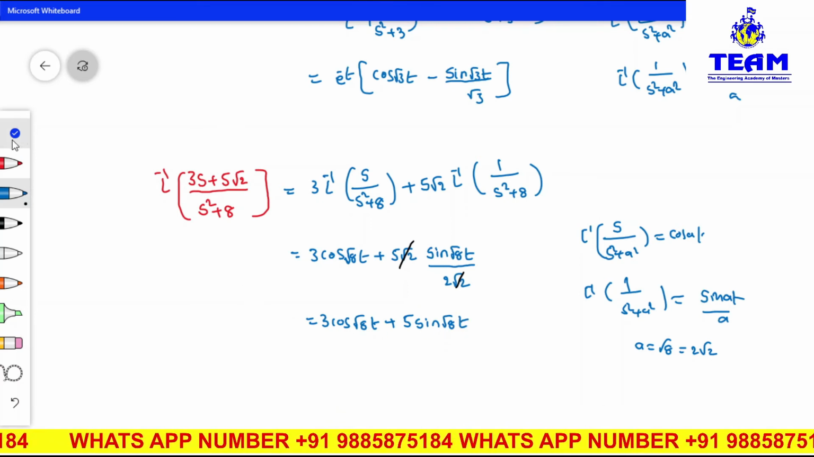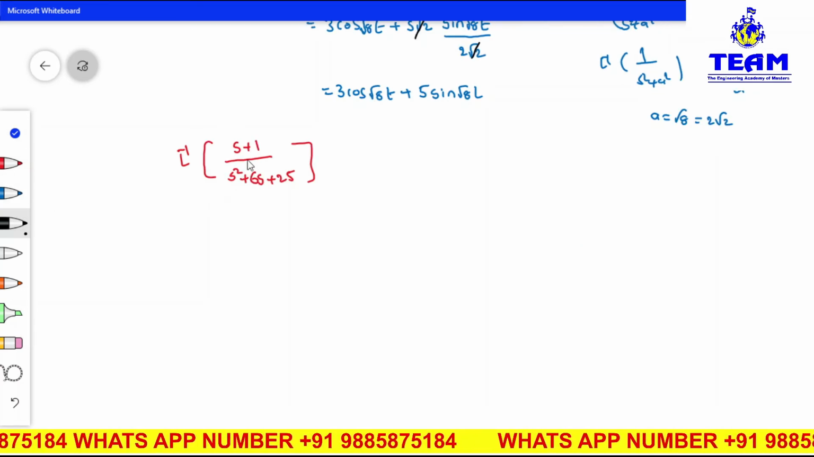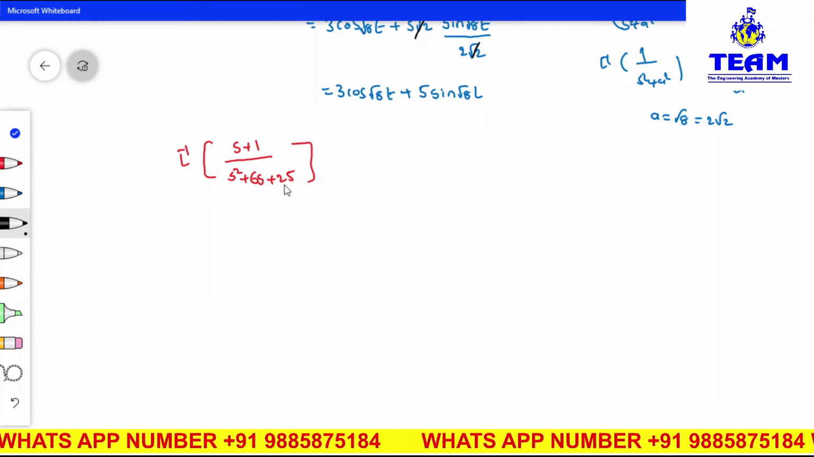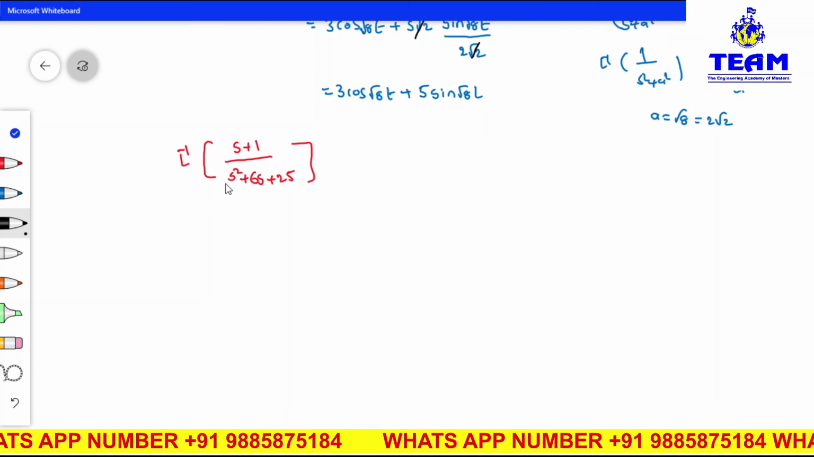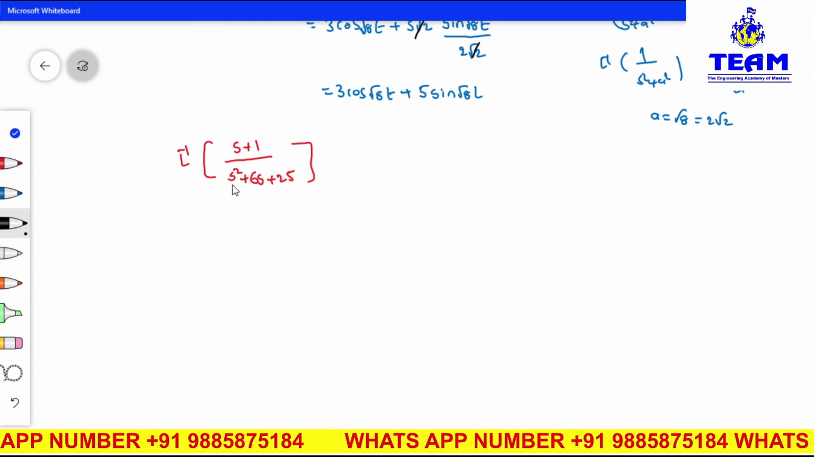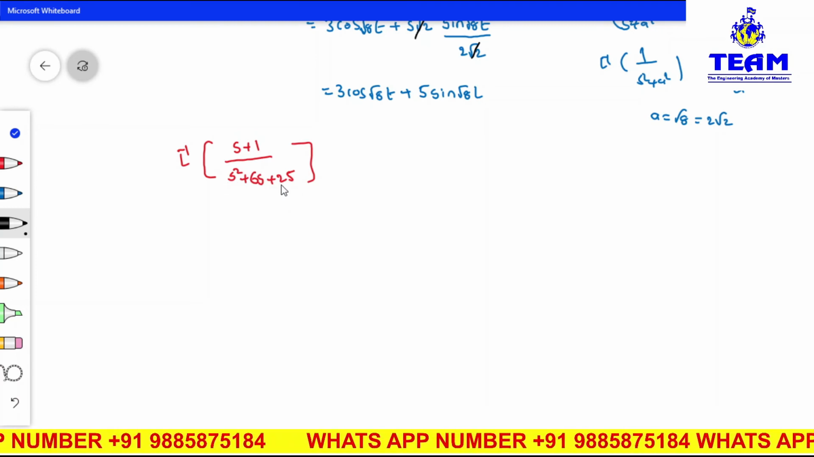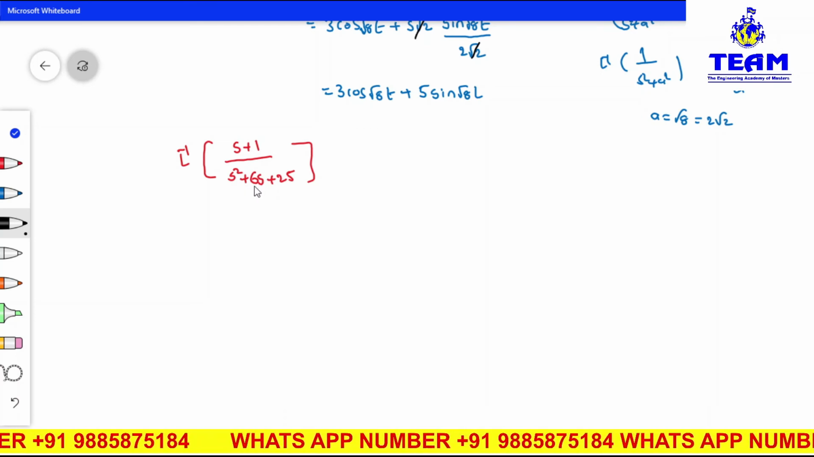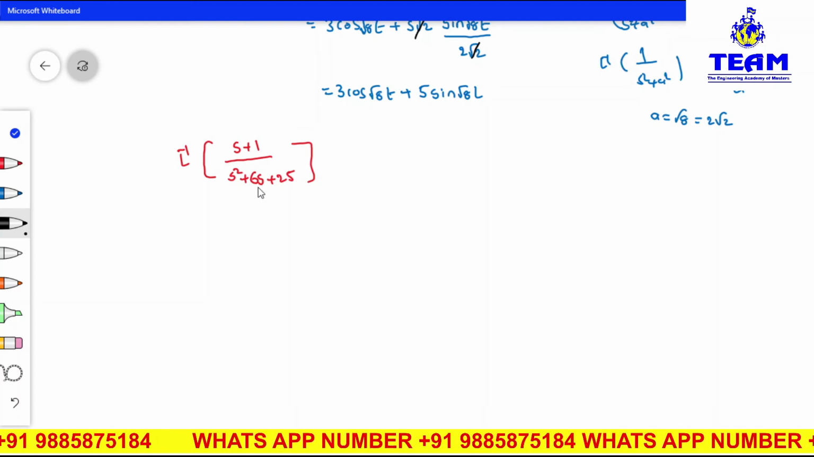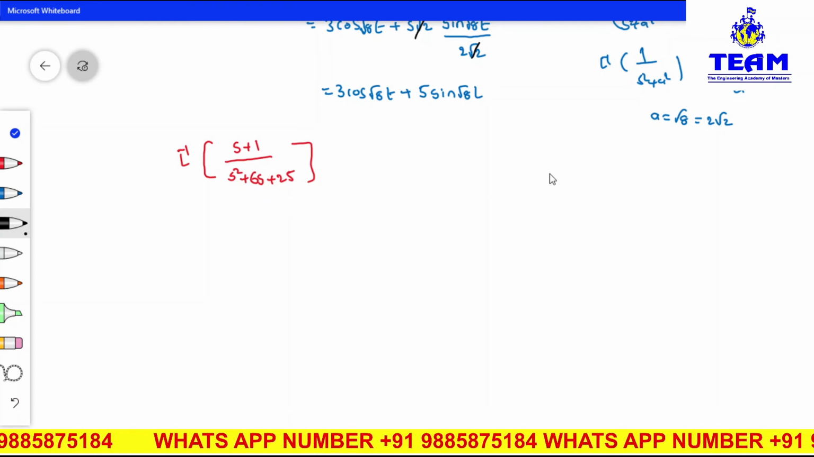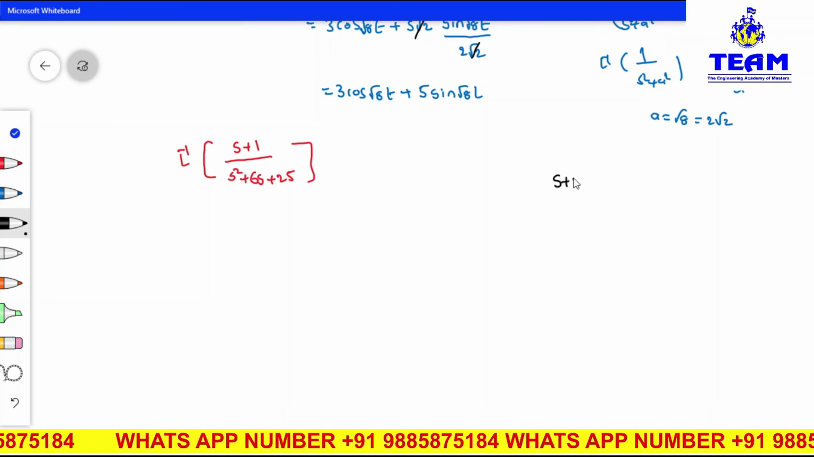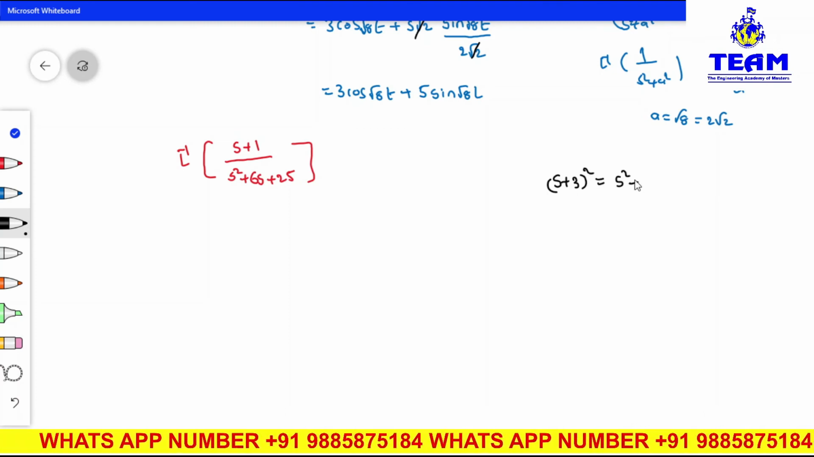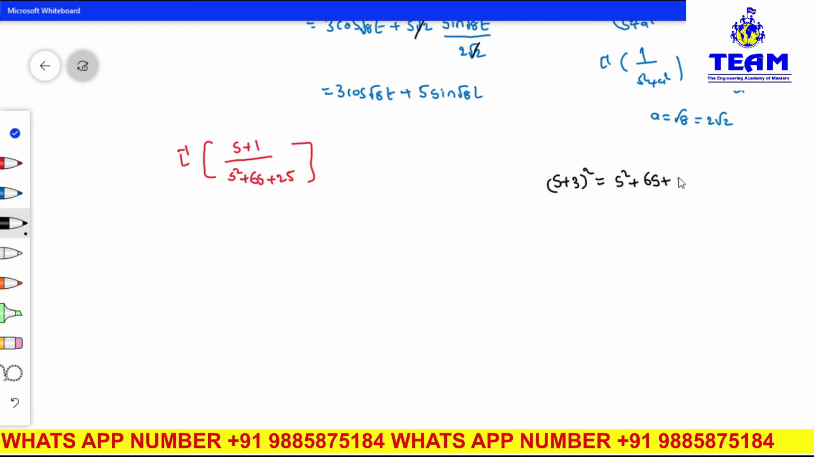Okay, next problem. Find L inverse of s plus 1 by s square plus 6s plus 25. Friends, the numerator is s plus 1, and the denominator should be in s square plus a square form. But here you have s square plus 6s. So the s coefficient 6 divided by 2 gives 3. So you can write this as s plus 3 whole square. What is s plus 3 whole square actually? s square plus 6s plus 9.